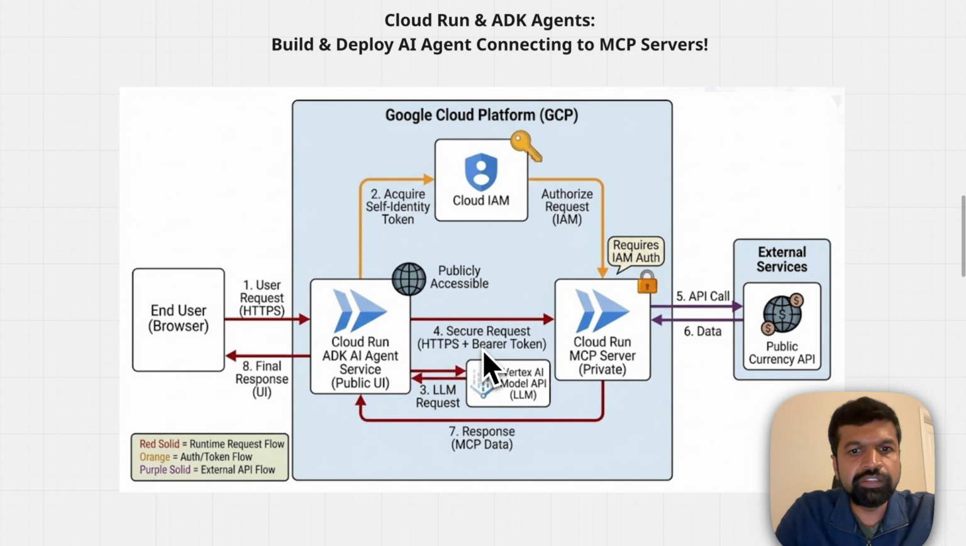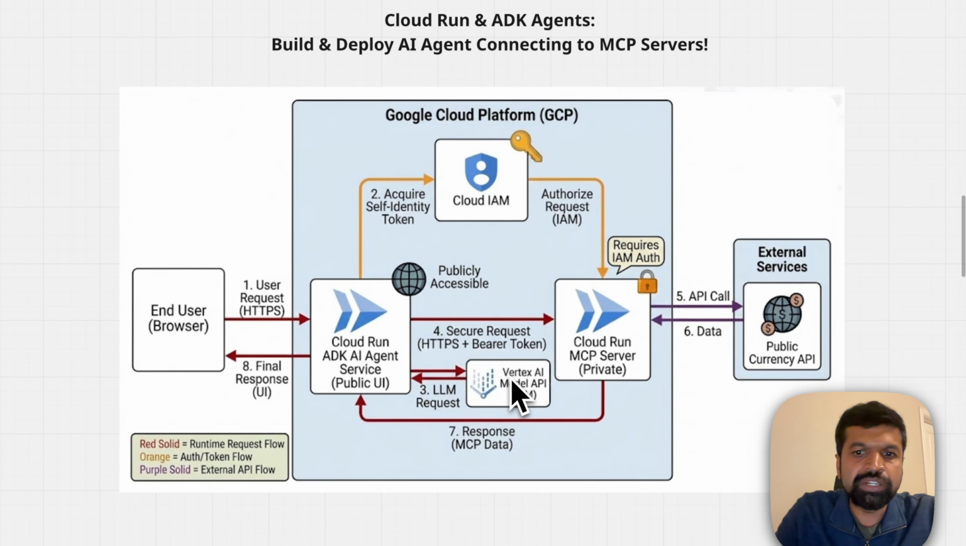All right, if you take a look at the internal flow here, first we'll access the AI agent service using the browser. So the browser is making the user request, hitting this AI agent service endpoint. And then for this agent to make a secure call to the MCP server, it first needs to acquire a self-identity token for authentication. For that purpose, this AI agent service is hitting Cloud IAM and acquiring the token. And to interpret the user's intent, this AI agent needs to make LLM requests. So for that, it is communicating with the Vertex AI model API.